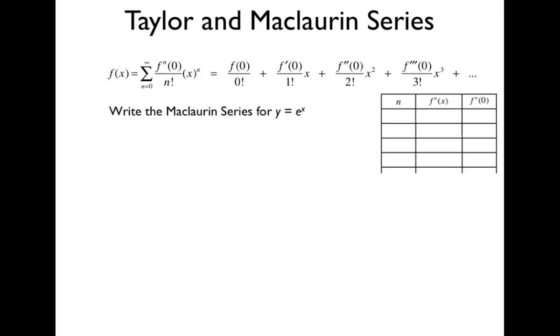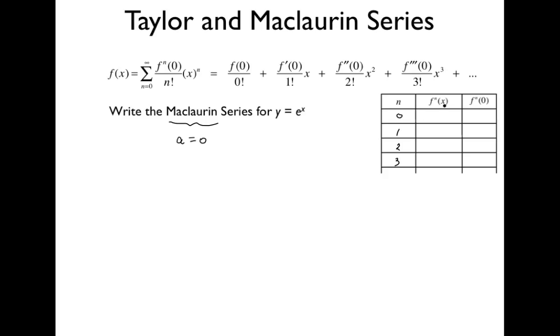Okay, so what do we need? So what we need is the derivatives. This Maclaurin series is going to be centered at 0, so a equals 0. And so we need the derivatives. So this is the nth term. We'll have the nth derivative, and then we need those derivatives evaluated at 0.